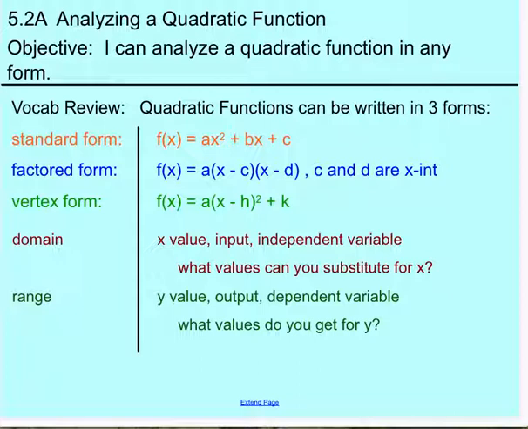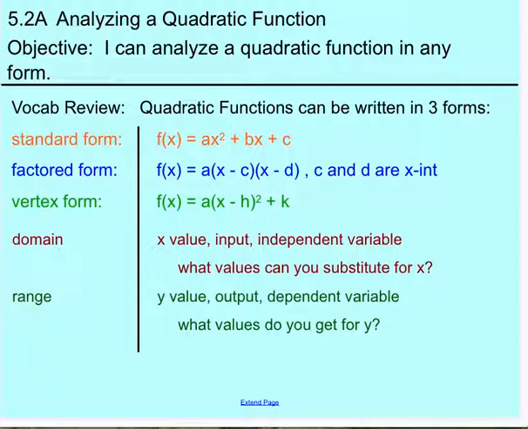So this is a review. All of these vocab words you've seen before. Remember, you also have them on the PDF on my website, so don't feel like you have to write these down. Standard form is ax squared plus bx plus c. Factored form is when you have a binomial times a binomial. And then, as I said, we spent quite a bit of time looking at the vertex form.